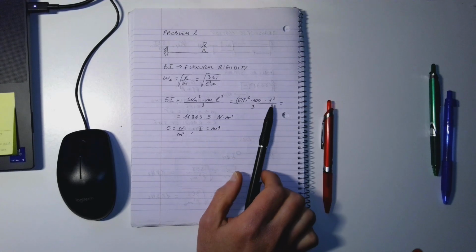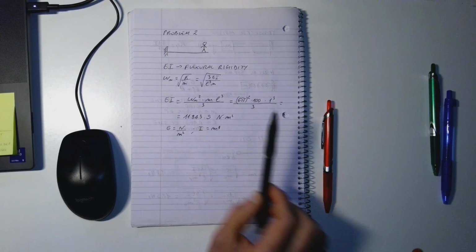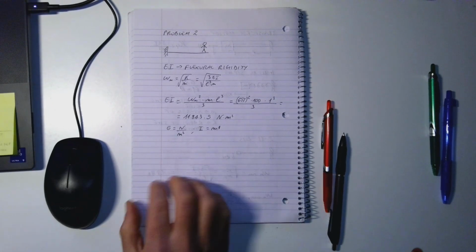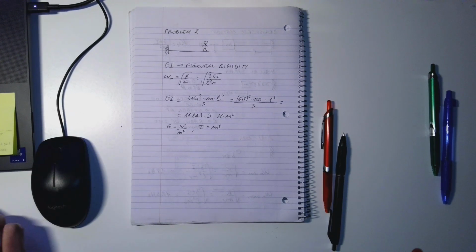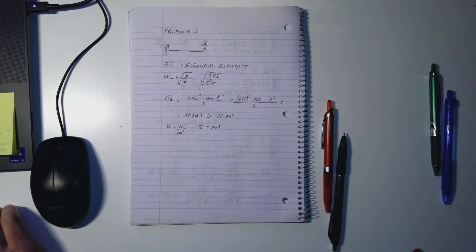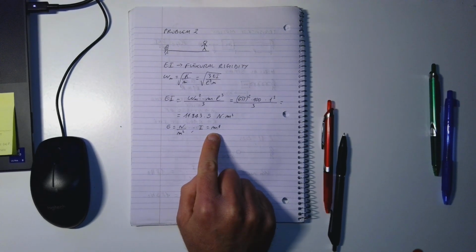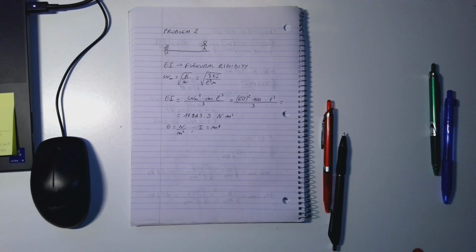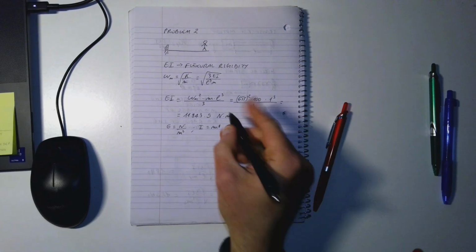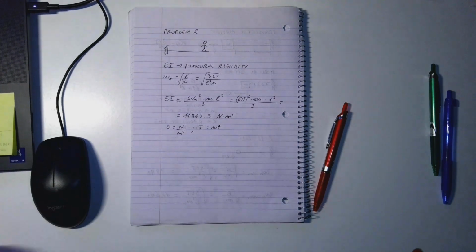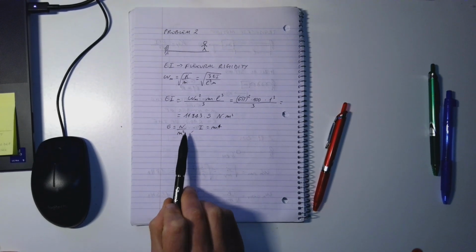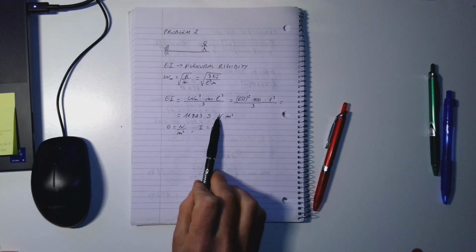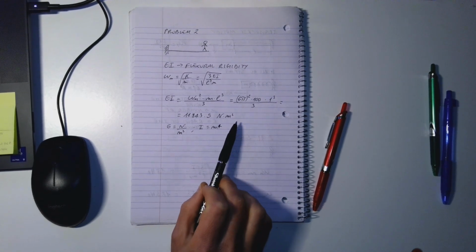Make sense? Any question? Yes. So this is meter to the power of 4. So if you multiply meter to the power of 4 by Newton over meter squared, you obtain Newton times meter squared.